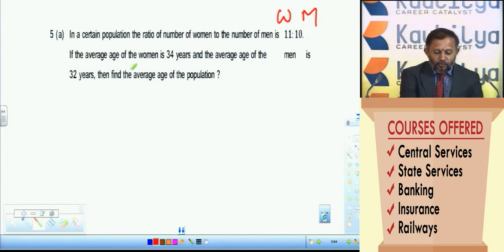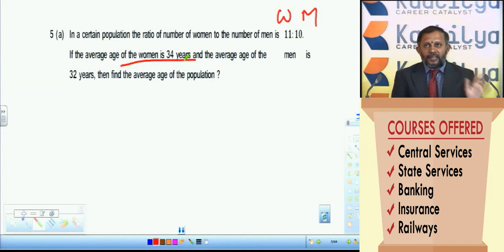The average age of women is 34 years. So it doesn't mean the age of each woman is exactly 34. The average age of women is 34, and the average age of men is 32. And the question is to find the average age of the population.